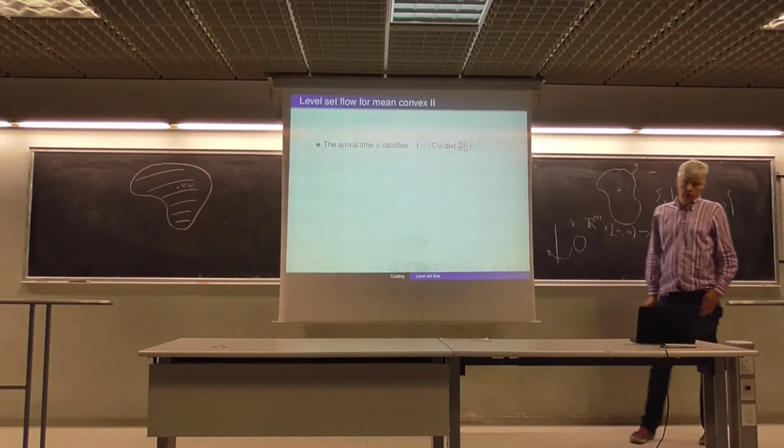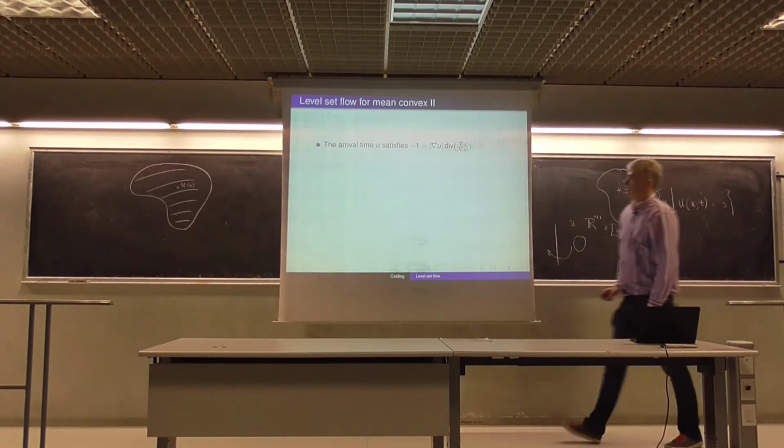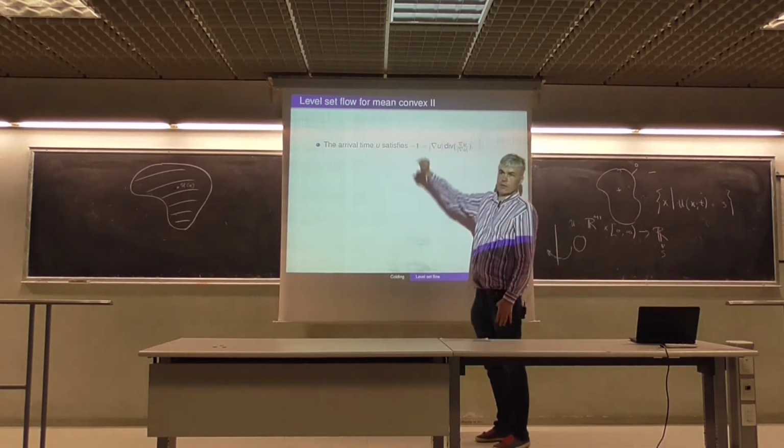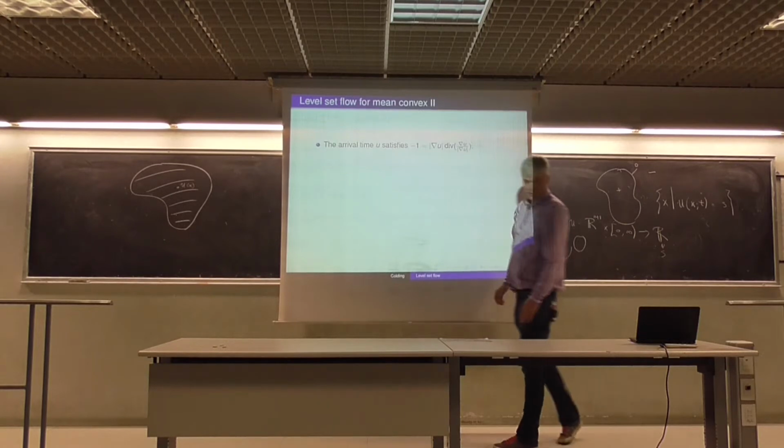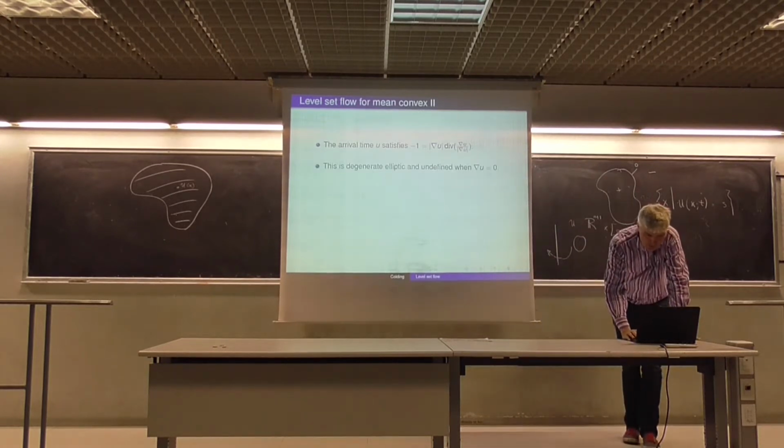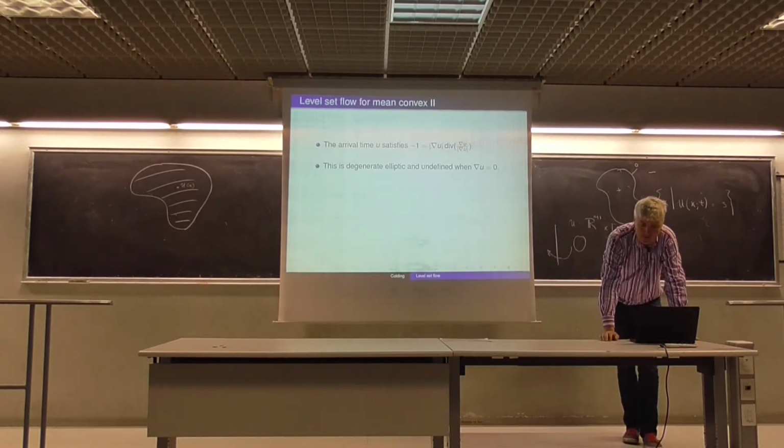So this means that u actually will satisfy this degenerate elliptic equation. And of course, it's degenerate because it's not really defined where the gradient of u vanishes.